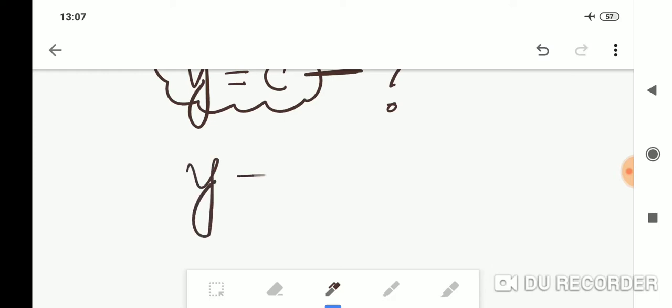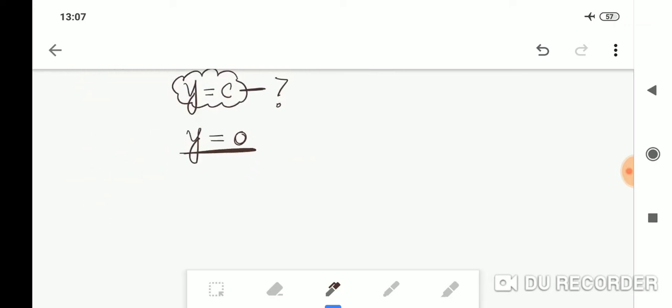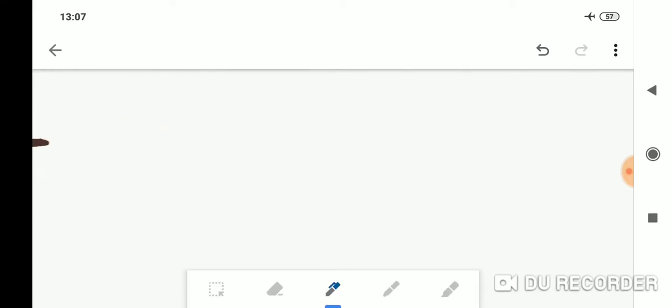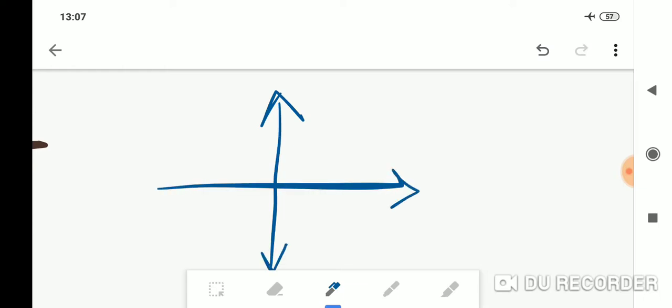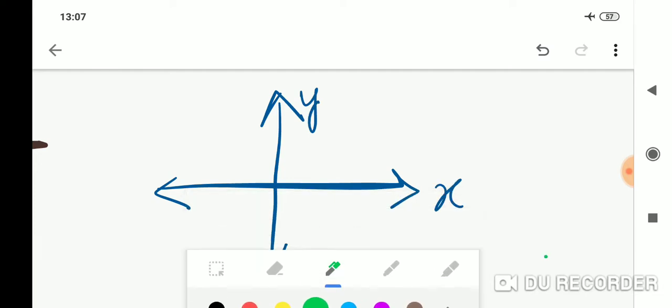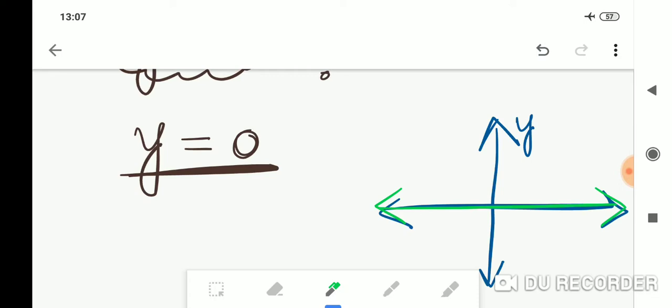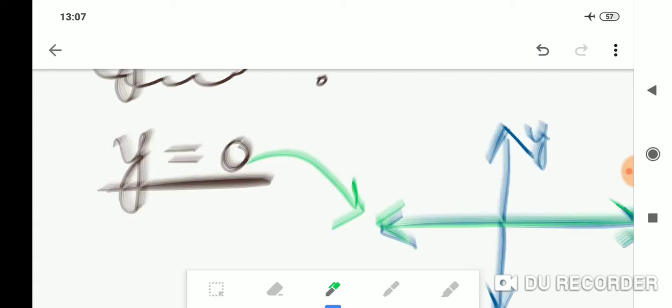We will know how the basics start. The basic starts with y equal to 0. First of all, we will learn the graph of y equal to 0. We know the graph of y equal to 0 is like this. This is the x and y axis. Then the graph of y equal to 0 is actually this line. This straight line is the graph for y equal to 0.